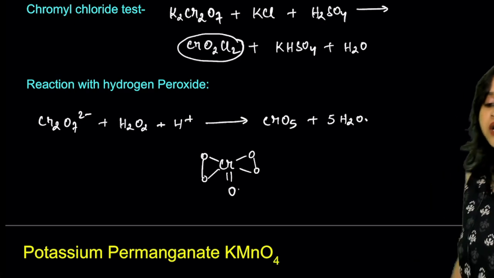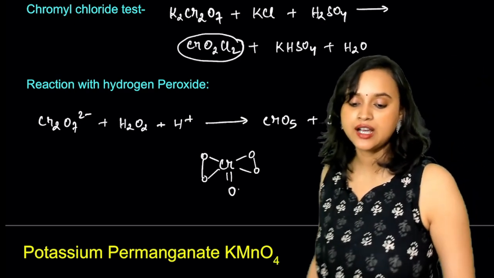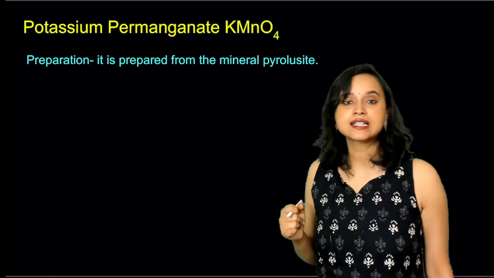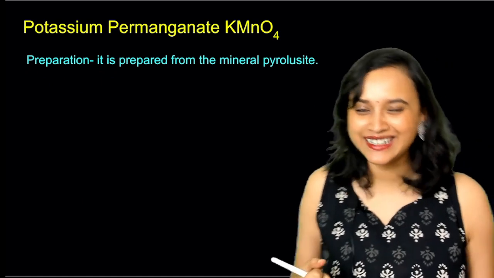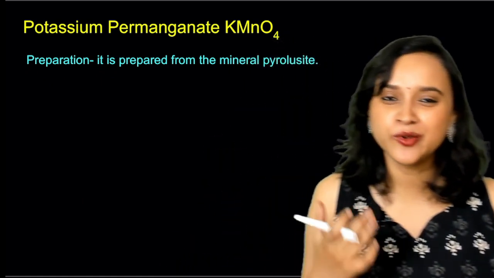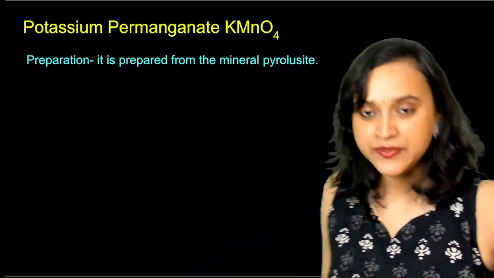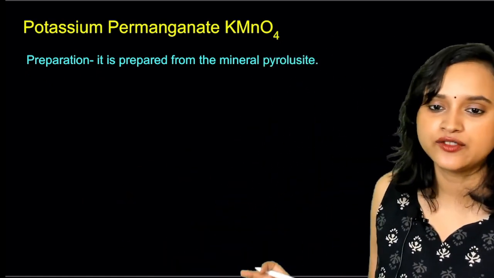This is called the butterfly structure of CrO5. Very important. Next, everybody, let us come across potassium permanganate. This is also equally important. Both of these are the most important part of your DNF block. This is what exactly you have to study.